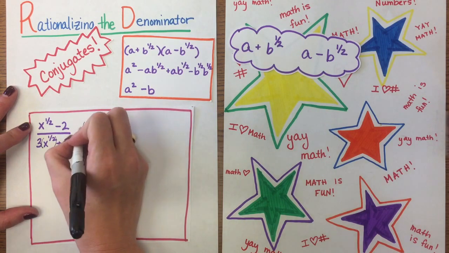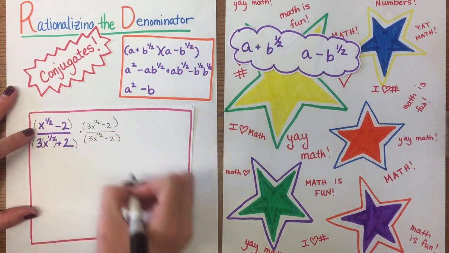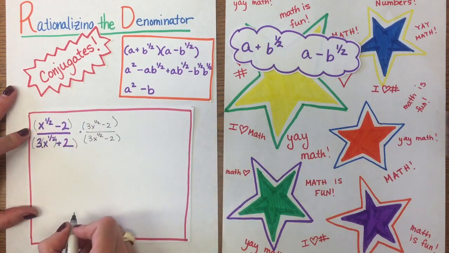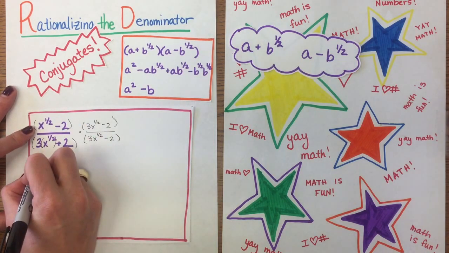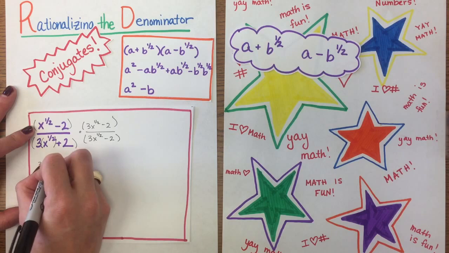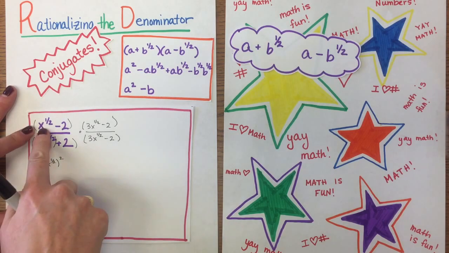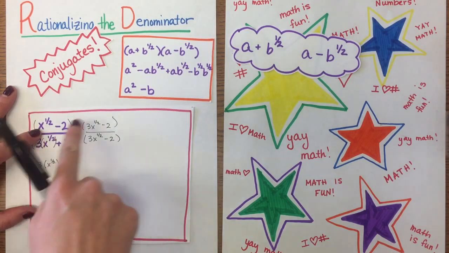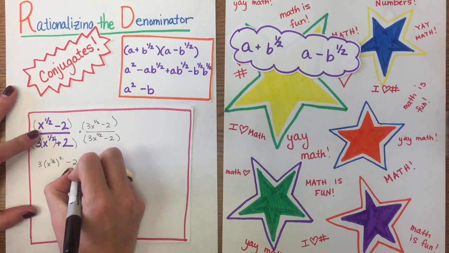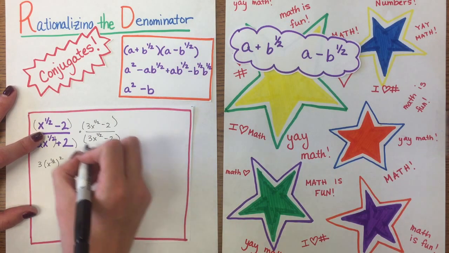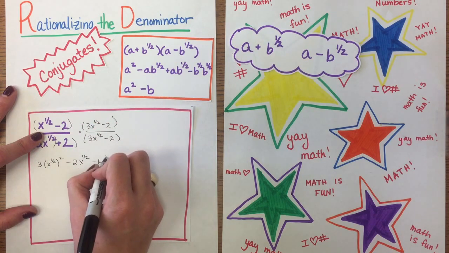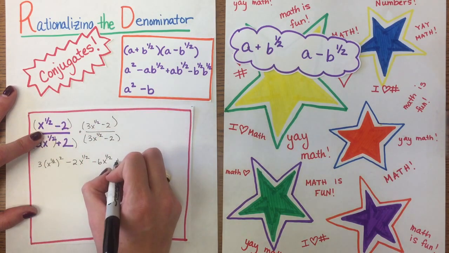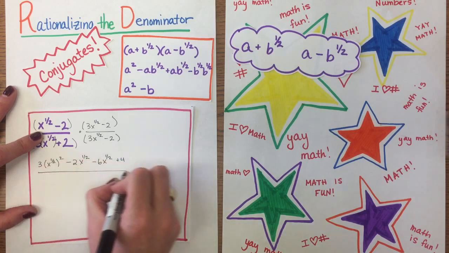I need parentheses because I am going to be foiling. All right, so foiling out my numerator. So my first term gives me 3x to the 1/2 squared because I have x to the 1/2 times x to the 1/2. My outside term gives me minus 2x to the 1/2. My inside term gives me minus 6x to the 1/2. And my last term gives me plus 4.